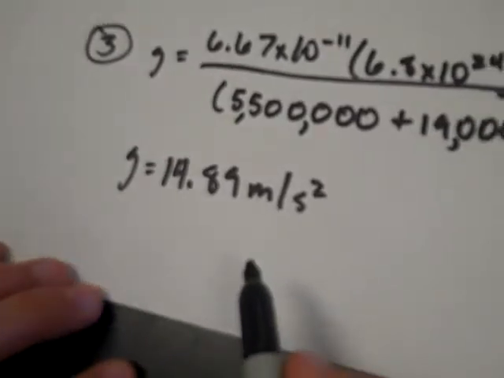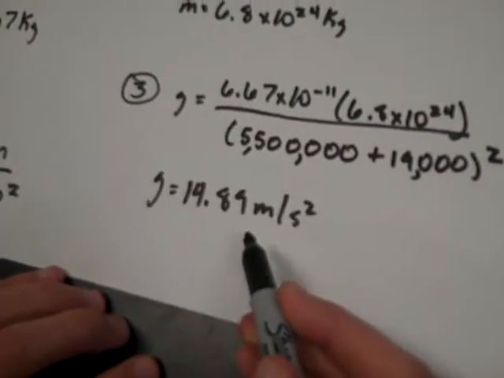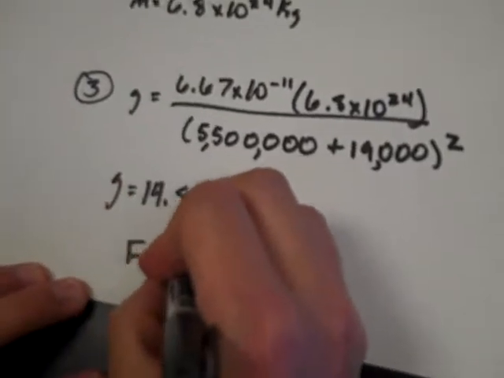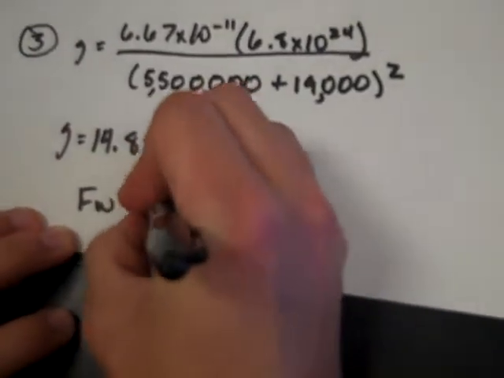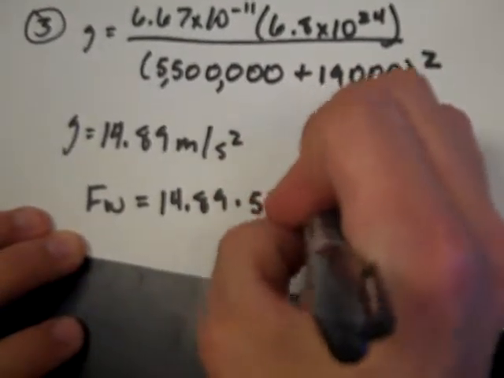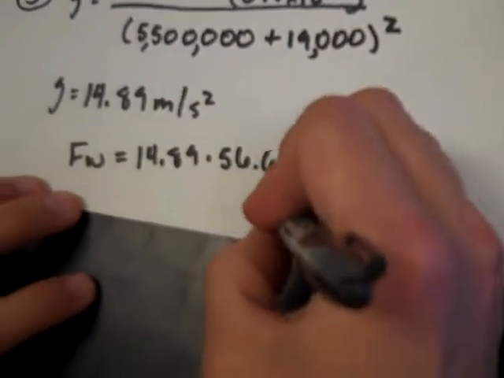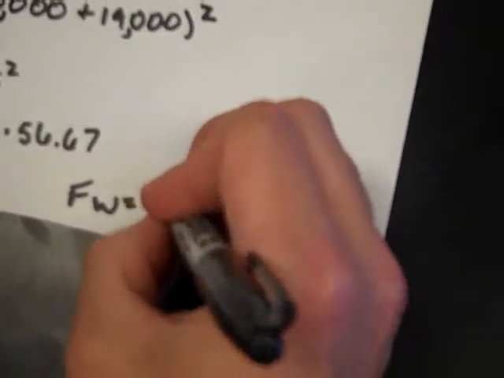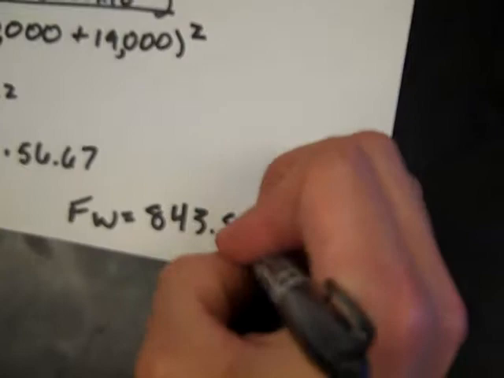But we aren't done yet because it wants to know what its weight is at this height. So in order to find force weight, we use the value of gravity, 14.89, times its mass, 56.67, and its force weight comes out to be 843.82 newtons.